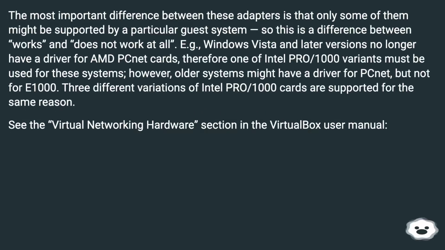The most important difference between these adapters is that only some of them might be supported by a particular guest system, so this is a difference between works and does not work at all. E.g., Windows Vista and later versions no longer have a driver for AMD PCnet cards, therefore one of the Intel Pro/1000 variants must be used for these systems. However, older systems might have a driver for PCnet, but not for E1000. 3 different variations of Intel Pro/1000 cards are supported for the same reason. See the Virtual Networking Hardware section in the VirtualBox user manual.